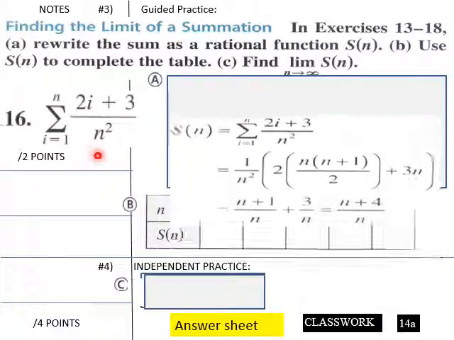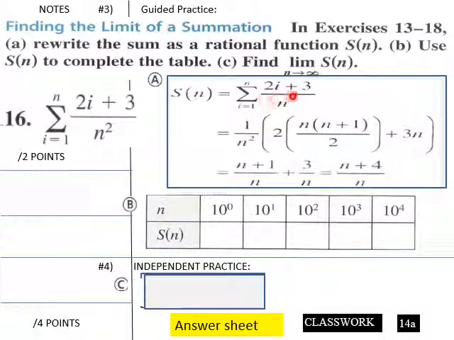The way to solve that is to use formulas. Again, 2i plus 3 over n squared. Our upper limit here is n, index equals 1. So what we bring out of this is 1 over n squared times 2 times n times (n plus 1) over 2, plus 3n. That's part of your formula sheet. And when we work this out, we have (n plus 1) plus 3 equals n plus 4 over n. That would be our final formulation of that.